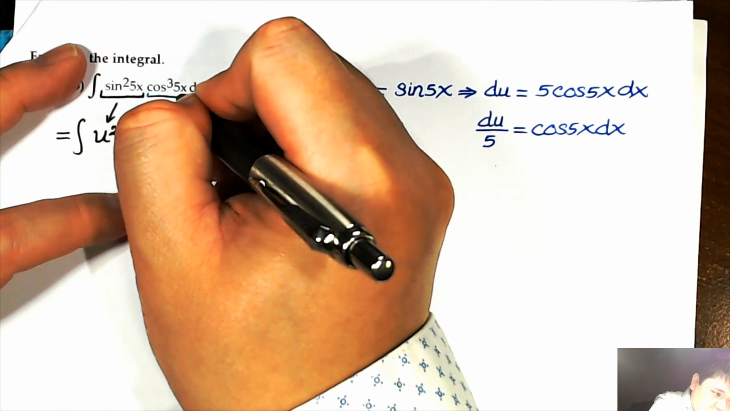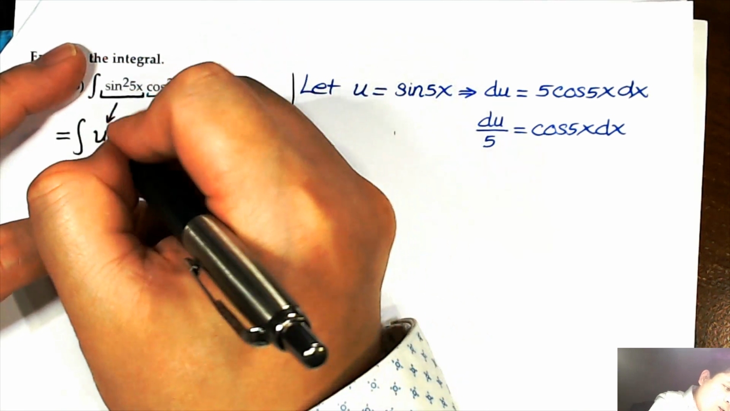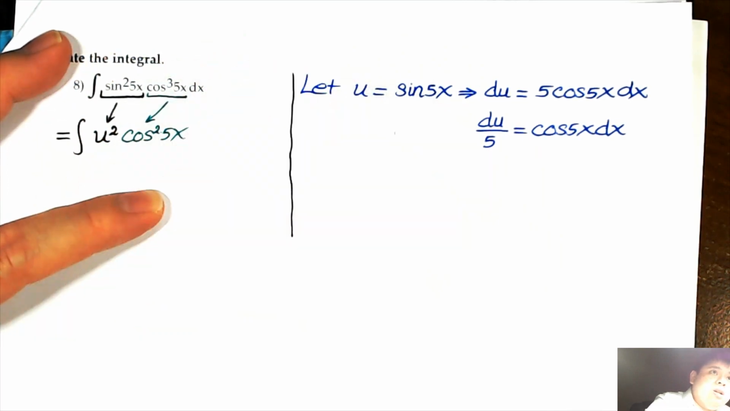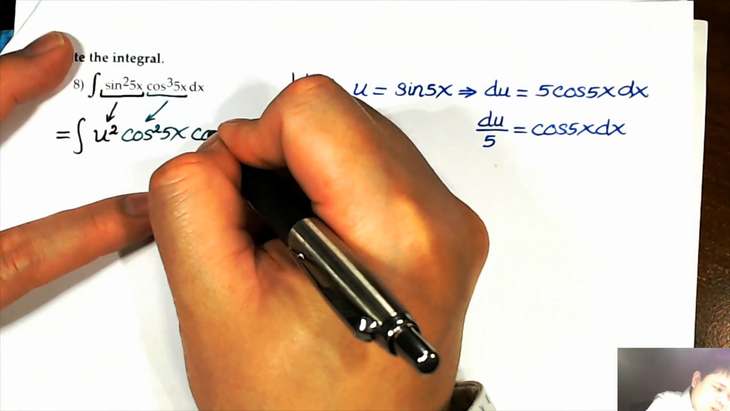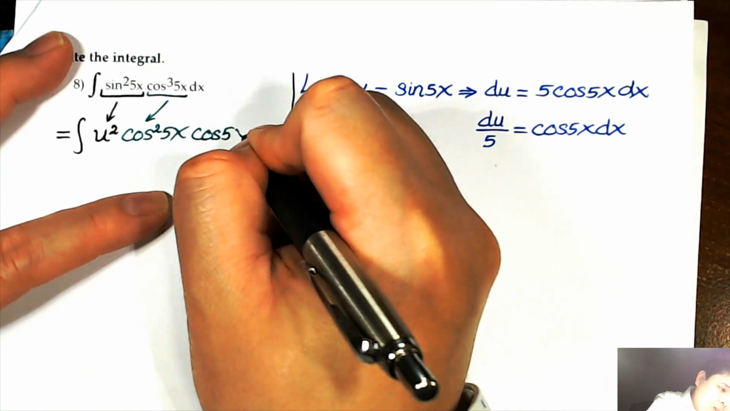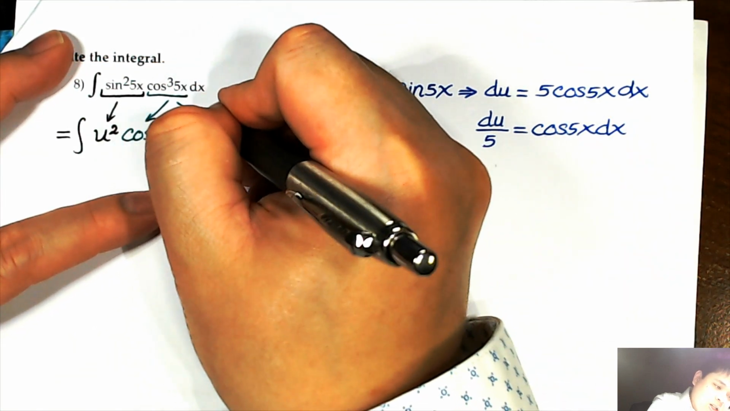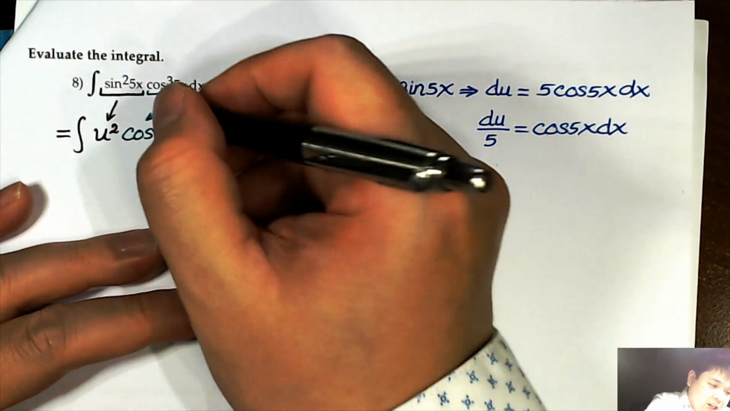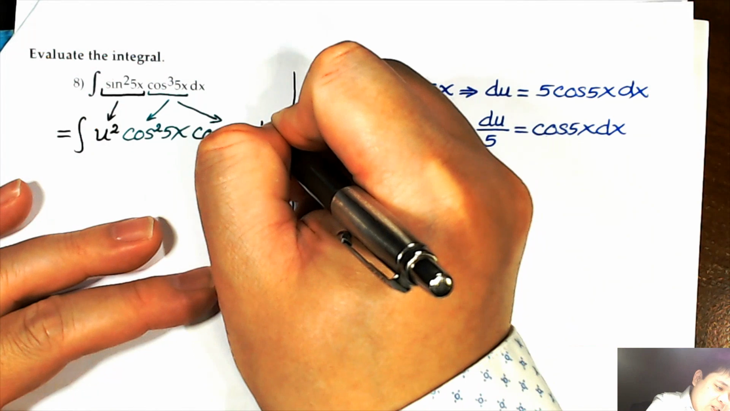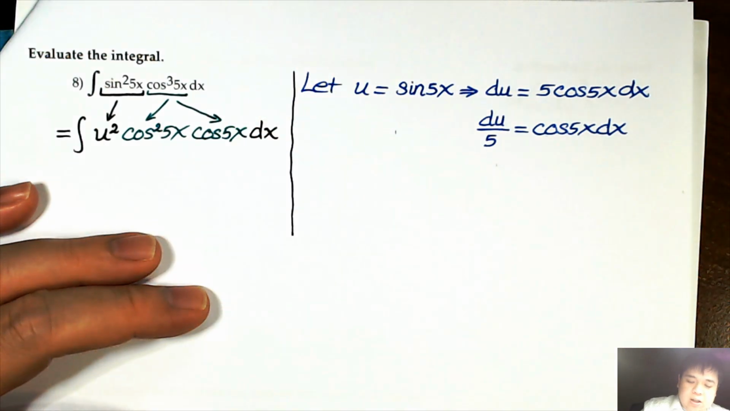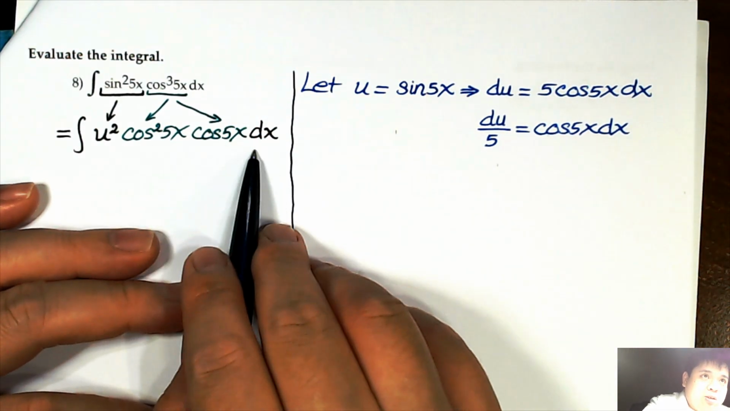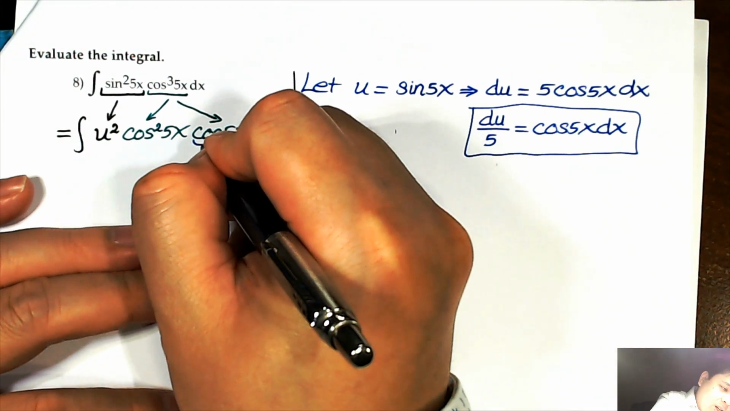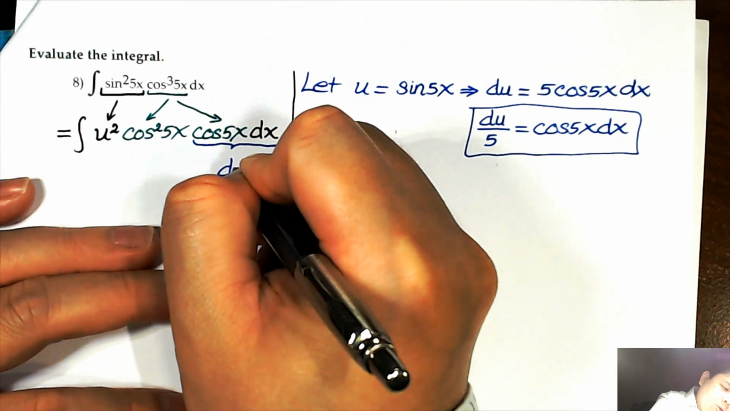So this one I'm going to split in two. First it's going to be cosine squared, and then cosine. So we split the cube into a square and the first power, and we still have dx there. And then next we have cosine 5x dx. That is exactly du over 5. So this thing here is du over 5.